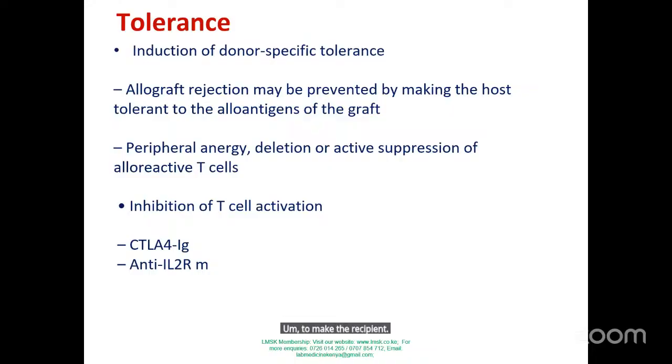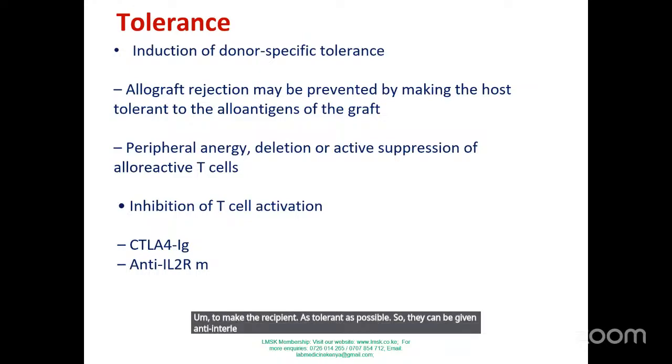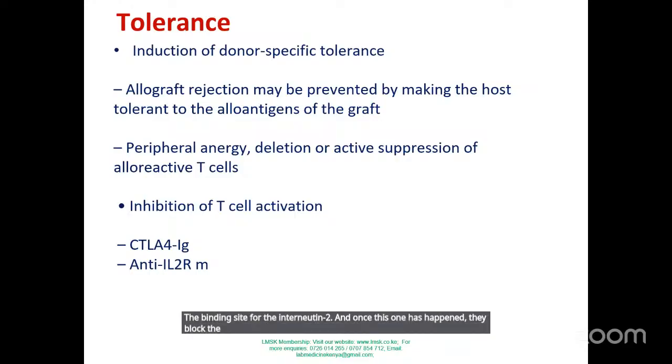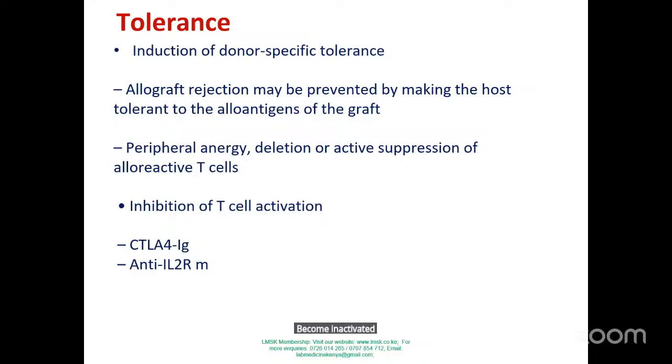to make the recipient as tolerant as possible. So they can be given anti-interleukin-2 receptor antibodies. What these do is block the binding site for interleukin-2. Once this has happened, they block the activation pathway, and the T cells become inactivated. By doing that, they are not able to respond to the new graft.